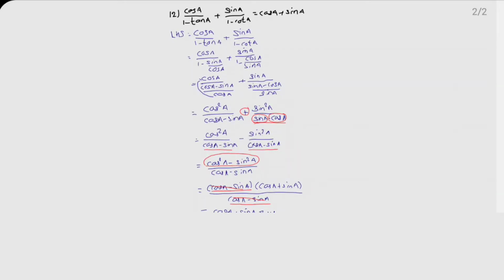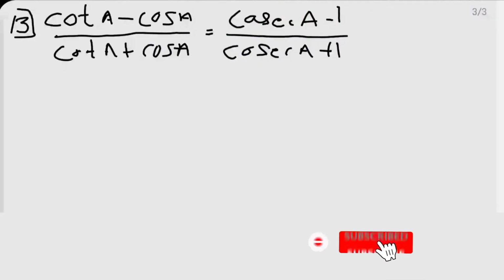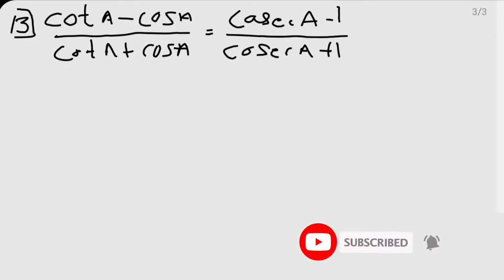So see here is cos A plus sin A, and here also we proved cos A plus sin A, hence proved. Is it clear? So well students, the next one, 13th one: (cot A minus cos A) divided by (cot A plus cos A) is equal to (cosec A minus 1) divided by (cosec A plus 1).